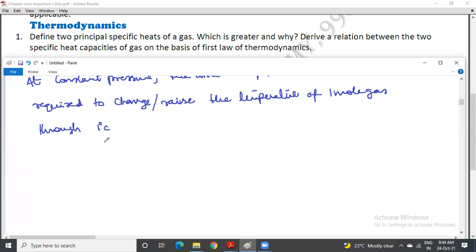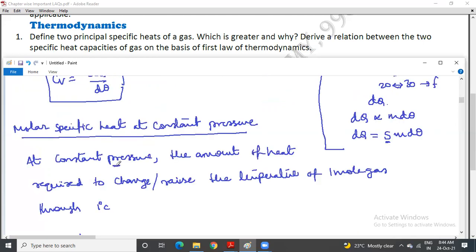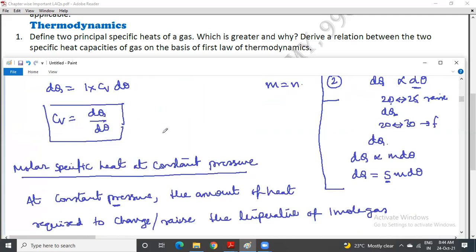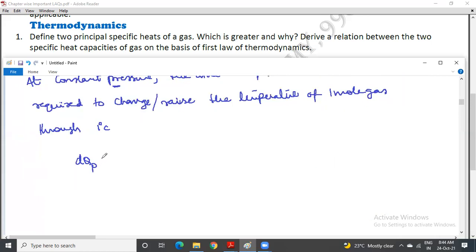So, keeping the same way, dq here means heat supplied keeping pressure constant. Earlier, heat was supplied keeping volume constant, so you can write dqv. Here you write dqp. So dq is equal to 1 into Cp d theta. So S is now replaced with Cp. Now Cp is equal to dq by d theta. This is for 1 mole of gas.